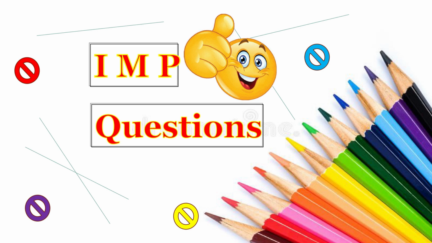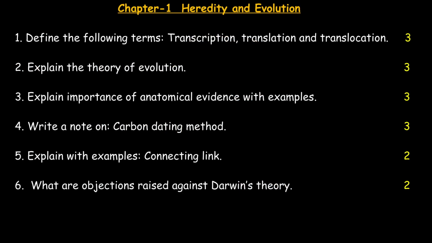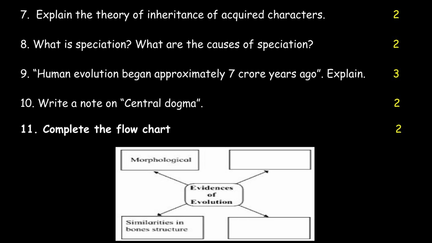Now the important questions we'll talk about. The important questions in our full chapter, heredity and evolution. Just go through them. I have given the important questions chapter wise, which come in the board examination. So heredity and evolution, the first chapter, has important questions. And also see, complete the flow chart, what they ask in the board exam.